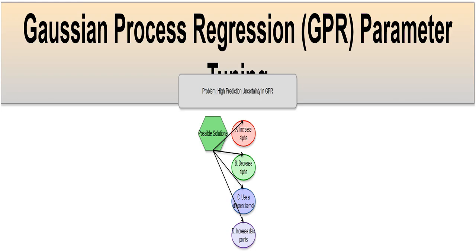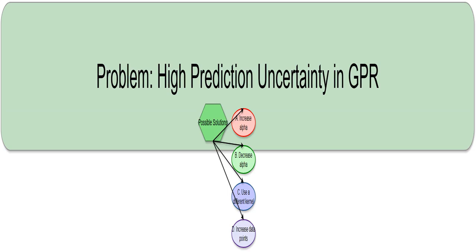I'm focusing on how we can adjust the settings in a Gaussian process regression model to improve its accuracy. Gaussian process regression is a powerful statistical model that uses probability distributions to make predictions. We're specifically interested in tuning its parameters. I'm facing a common issue. My predictions from the Gaussian process regression model are too uncertain. Even when I have lots of data, my model is still hesitant to provide a confident prediction.